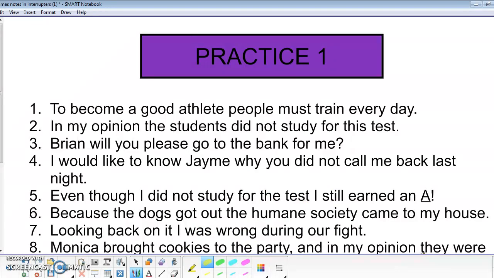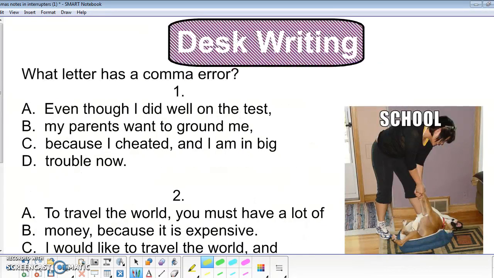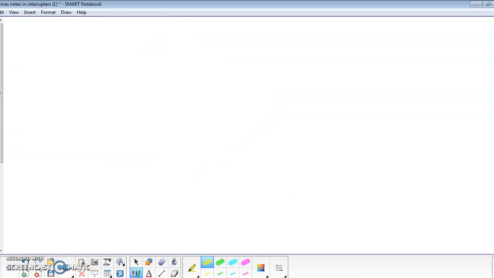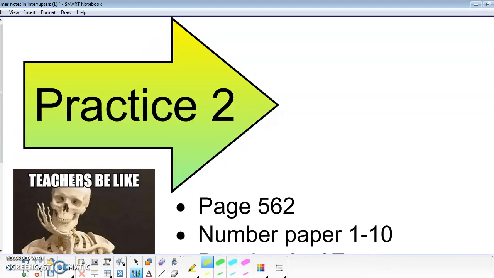Okay, I want you to do practice 1 and then you will check it after you do the practice. I'll have the answer key. We don't have to worry about the desk writing. If you want to do page 562, there are the answers. I will give you the answers once you are done. And that's it. Remember, guys and girls, this was just to go over it. If you need more specific help, then just come get me and we can go through it again. Okay? Thanks.